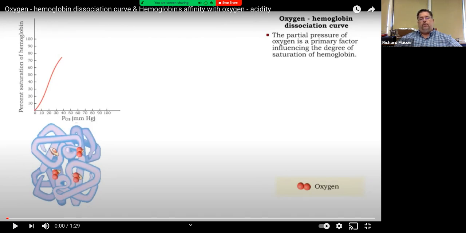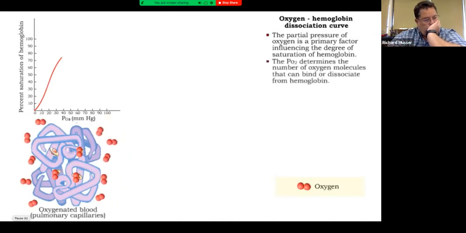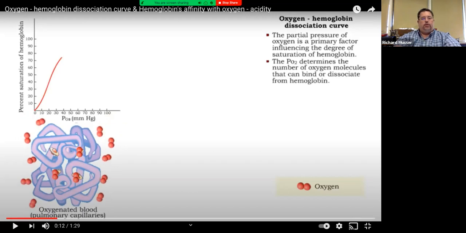Also, remember the myoglobin is present in the muscles. It's going to help pull the oxygen out of the blood. A factor influencing the production of oxyhemoglobin is the partial pressure of oxygen. The partial pressure of oxygen determines the number of oxygen molecules that can bind. So you can see the oxygen molecules on the outside that are floating in the blood. That's the partial pressure. And then again, there's the hemoglobin that's holding on to oxygen too. Bind, oxygen loading, or dissociate, oxygen unloading from hemoglobin.